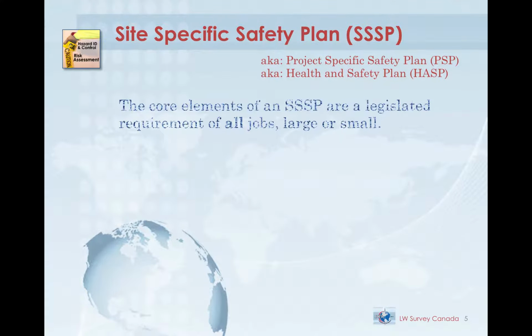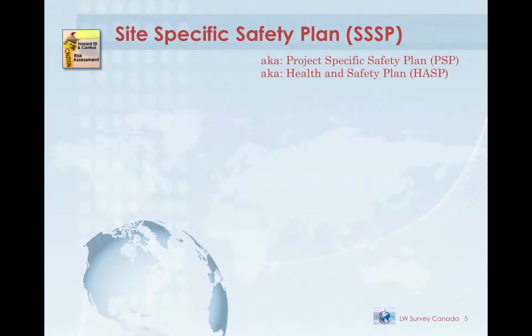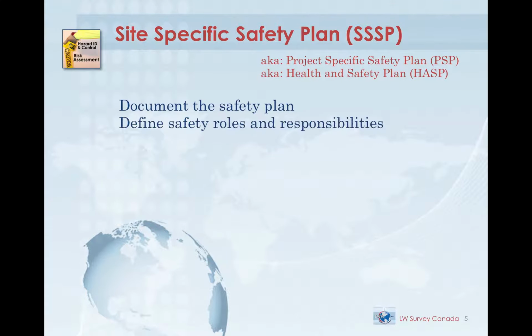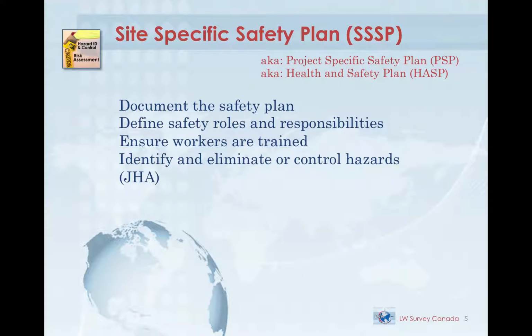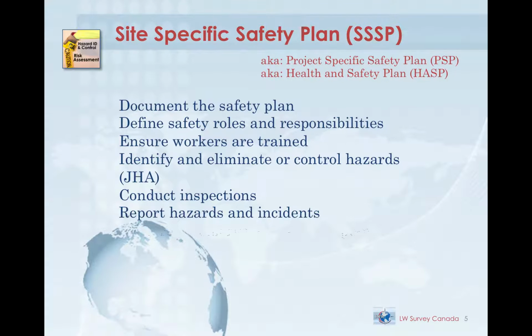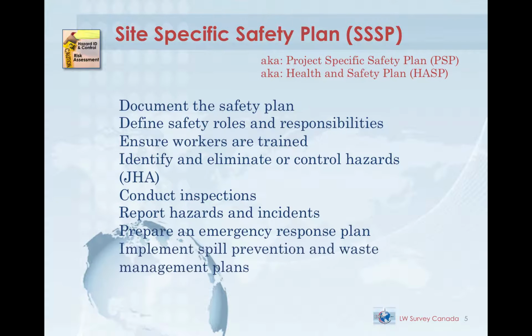At a minimum, Canadian and U.S. environmental and safety legislation require that companies document their plan, define safety roles and responsibilities, ensure that workers are trained, identify and eliminate or control hazards, conduct inspections, report hazards and incidents, prepare an emergency response plan, and implement spill prevention and waste management plans.